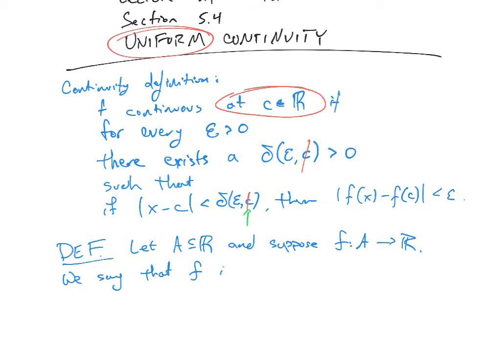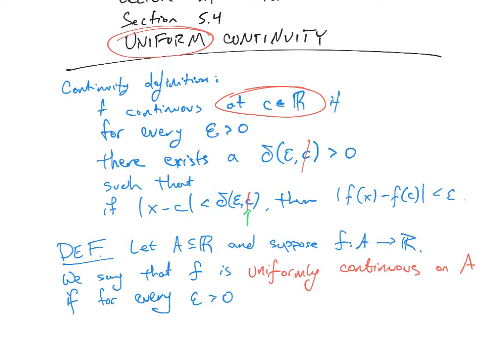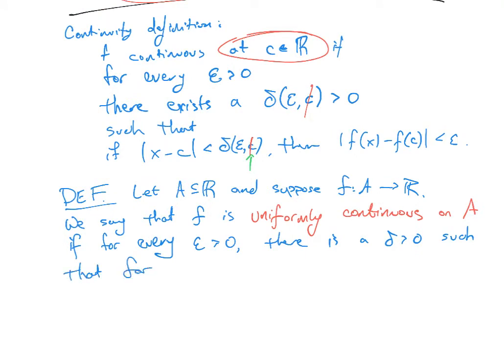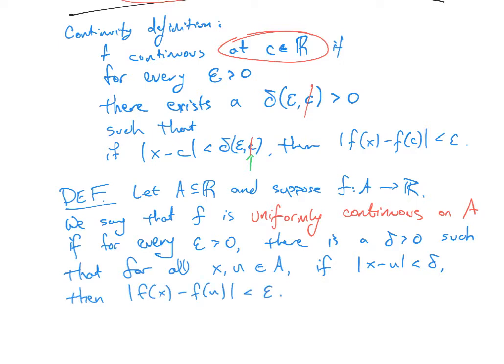We say that f is uniformly continuous on A if, for every epsilon, there is a delta such that for all x and u in the set A, if x and u are within delta, then their function values are within epsilon. Okay.